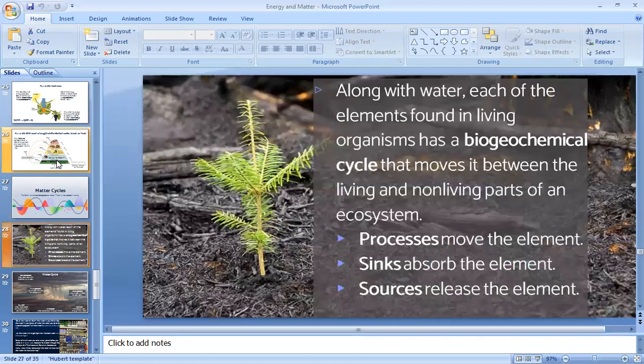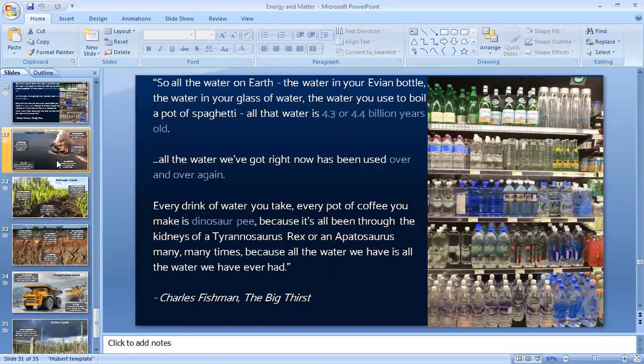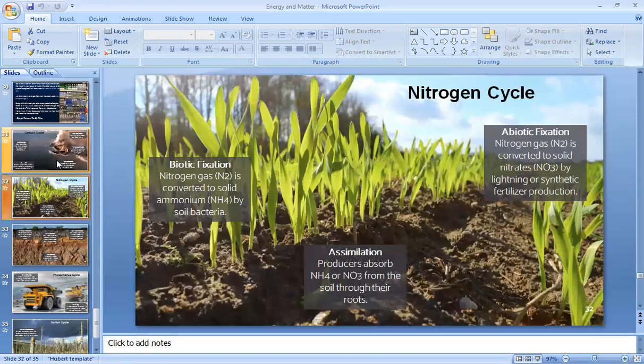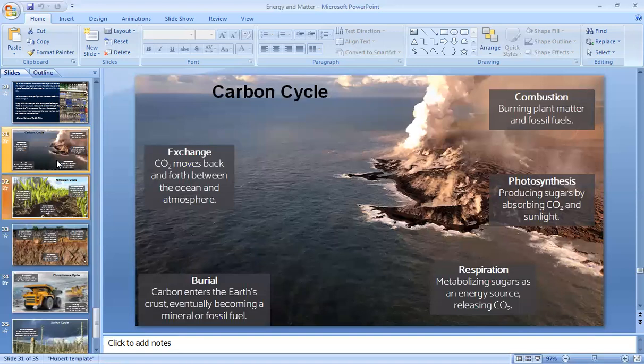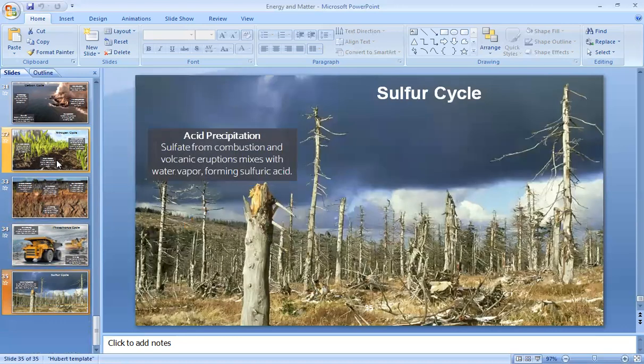Matter cycles. Matter cycles include biogeochemical cycles that move matter between the living and non-living parts of the ecosystem: the water cycle, nitrogen cycle, carbon cycle, phosphorus cycle, and sulfur cycle. These are all included in the matter cycle.